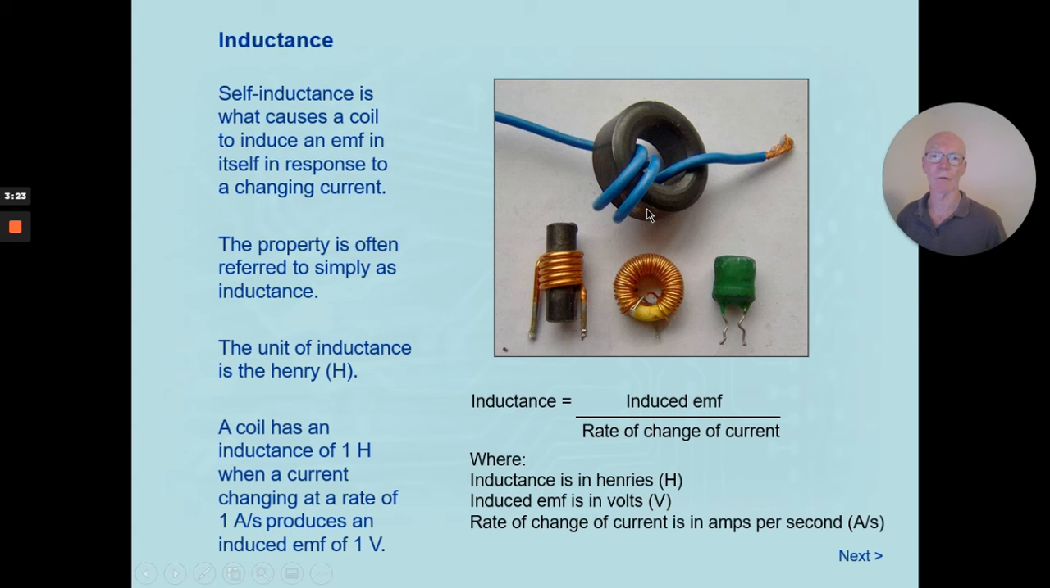normally with some form of core, either a soft iron or, in this particular case like these ones are, it's called ferrite. The unit of inductance is the Henry, used with a capital H after Mr. Henry, and a coil is said to have an inductance of 1 Henry if the current through it changing by 1 amp per second produces an EMF of 1 volt.